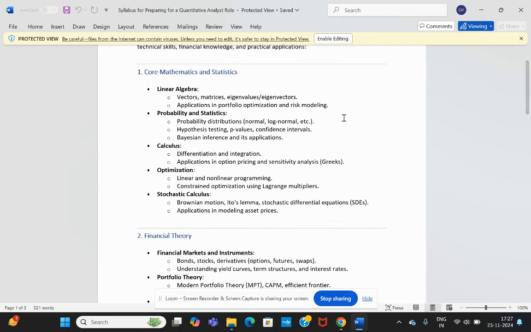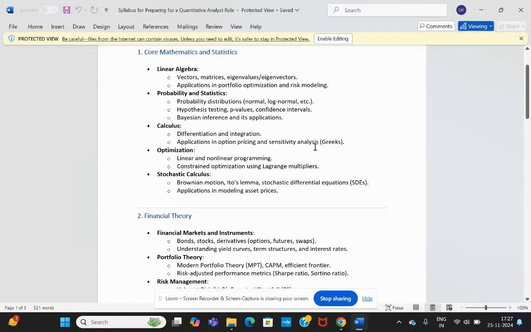We know the prices of assets are not deterministic, they are time dependent, and there are many factors that can impact the price of assets. So we need to use stochastic calculus. We will use techniques like Brownian motion, Ito's lemma, and stochastic differential equations. I will guide you through all of that, and then applications in modeling asset pricing.